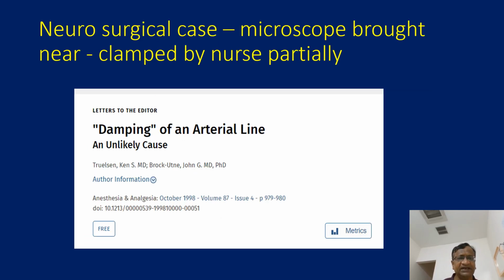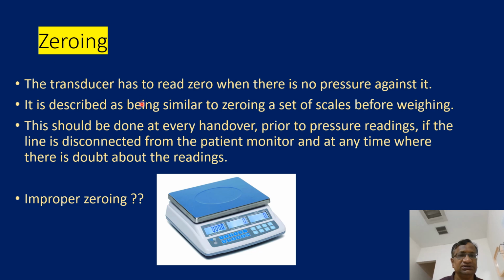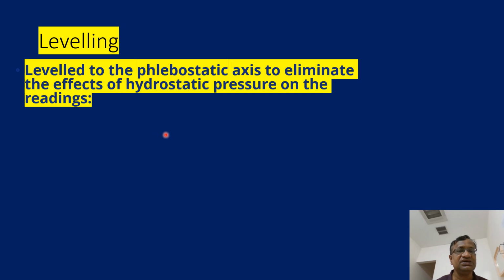Sometimes you see damping in an arterial line, from rare causes, such as the line being partially clamped by the nurse. We need to zero the transducer. There is no pressure. It is like zeroing of scales before weighing. Let's see, zero the scale; you stand, it will not show. No, already the scale is showing 15. You stand up on it, you are 70, it becomes 85. Something like that. The same zeroing is for arterial systems.